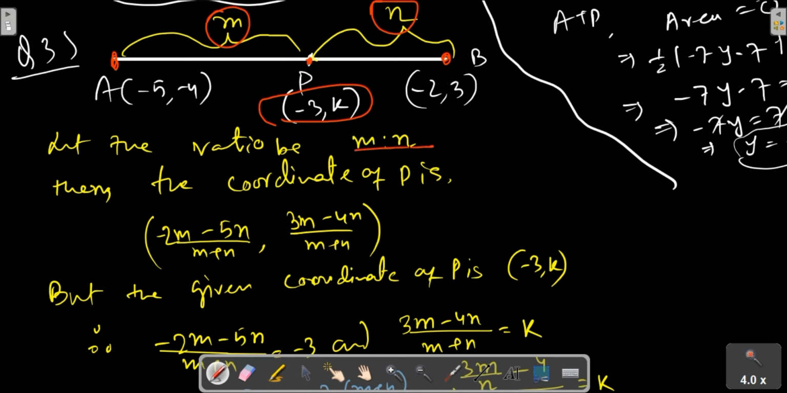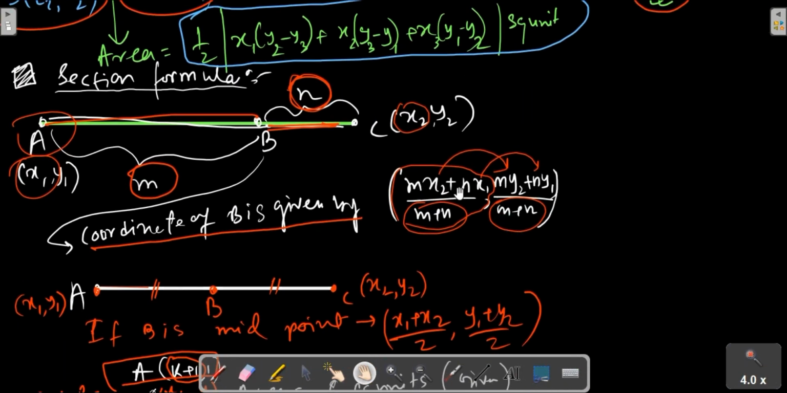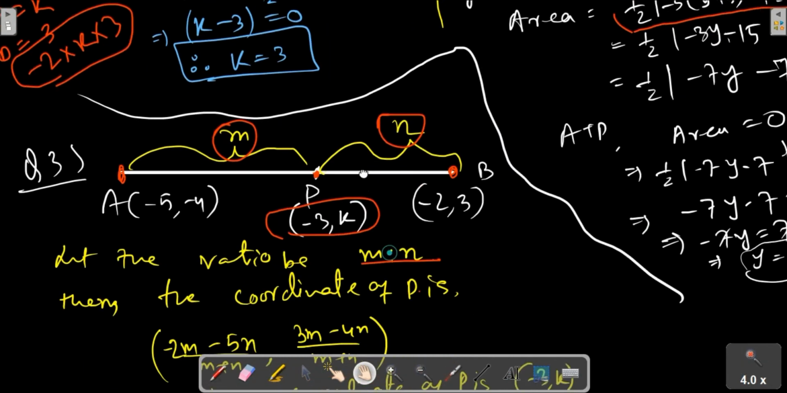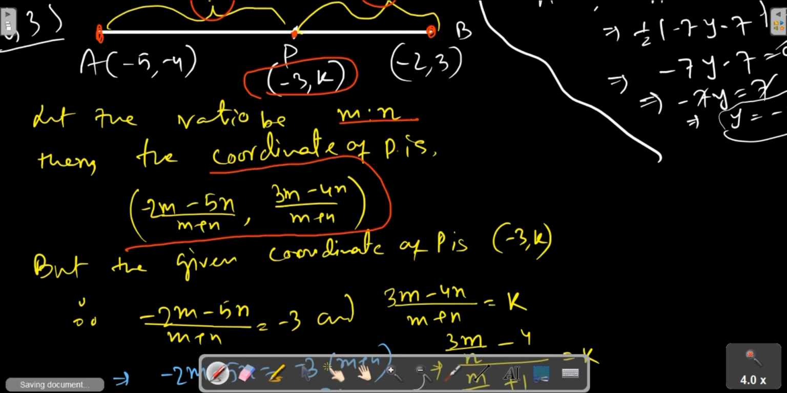Then the coordinate of P becomes, applying that formula, like here you can remember, I guess I have shown already that the formula will be applicable here. mx2 plus nx1 divided by m plus n, comma my2 plus ny1 divided by m plus n. So we are applying that same formula here, and we are getting this one, which is actually the coordinate of the point P.